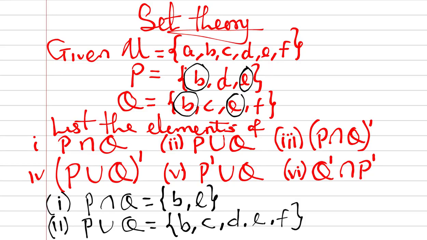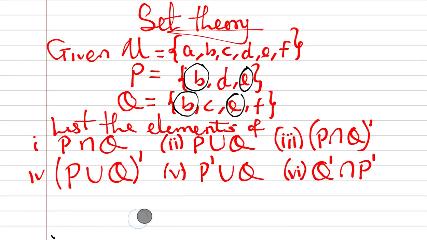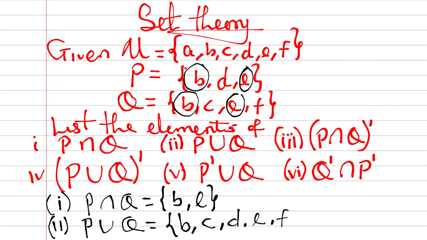Now the next question, which is number 3, says you should do P intersection Q complement. I told you in the previous video that complement only works with the universal. Whenever we are talking about complement, you are going to be relating it with the universal. Are you seeing that now?